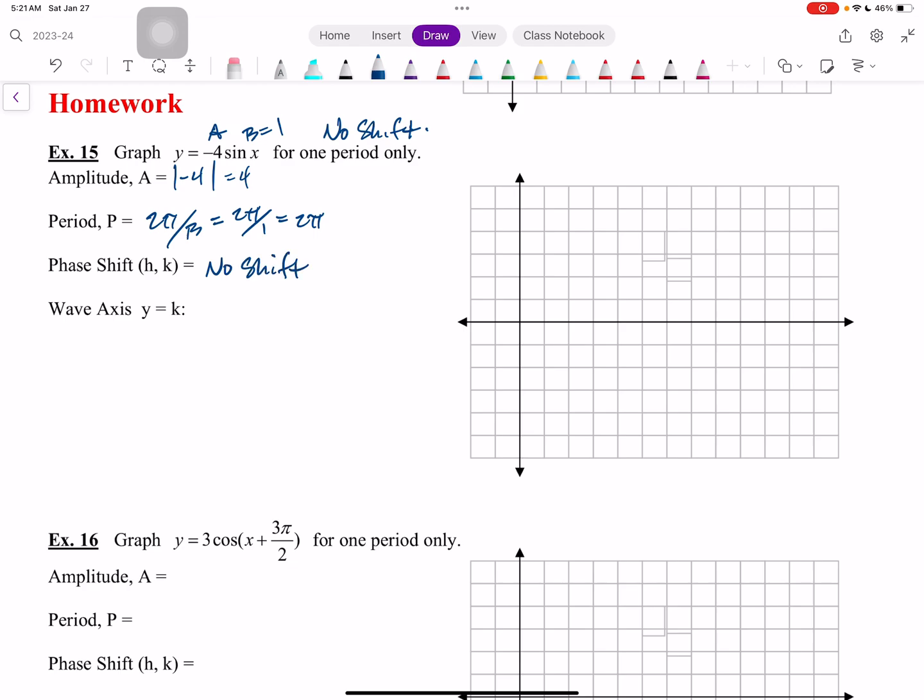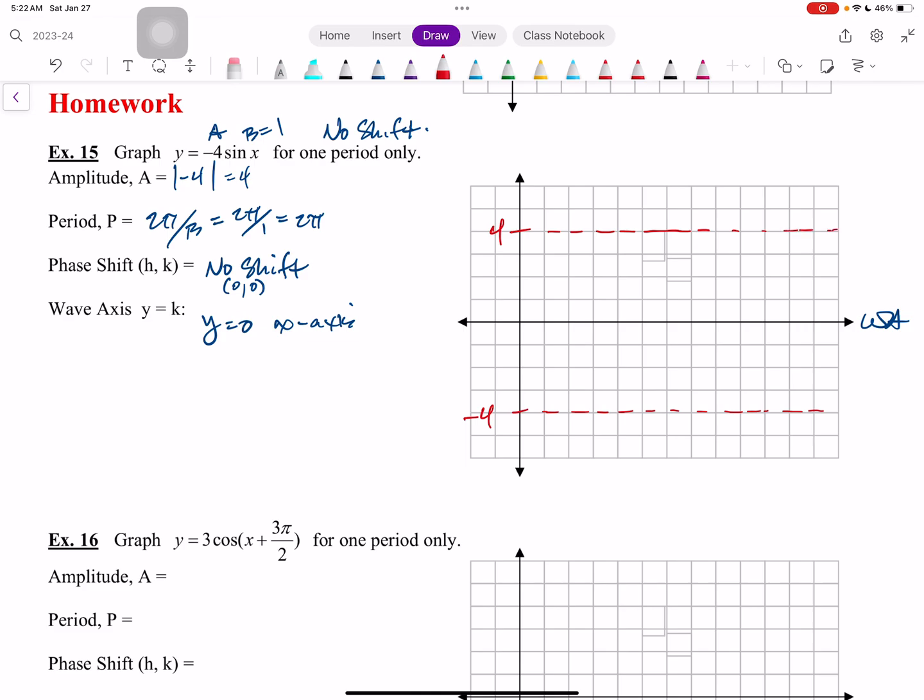All right, so you can write down 0, 0 if you want, and then y equals 0, or your x-axis becomes your wave axis. Okay, so your midline. So here we go. I'm going to go up 4, down 4. Draw your guiding lines. It has to oscillate in between here.